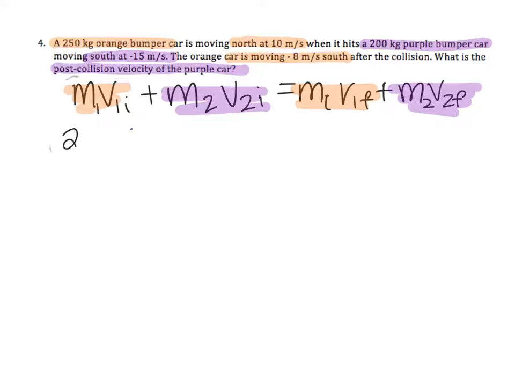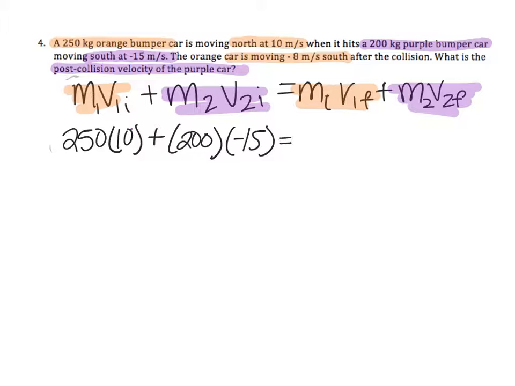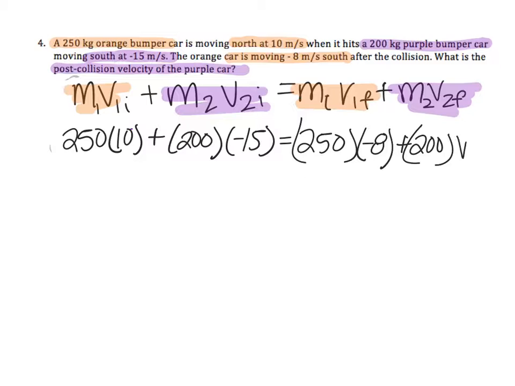We're going to plug in the mass of 250 times the velocity of 10 for the first one. Then for the purple car it was 200, and it's going initially negative 15. You do want to leave those negatives in there. Then for the final, the mass stays the same, so the orange is still 250, and its final velocity was now negative 8. Again, leave those negatives in there. The purple car's mass is still 200, but we don't know its final velocity because that's what we want to solve for. Next step is to simplify all of this down.